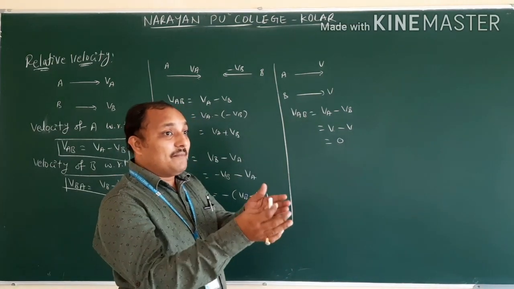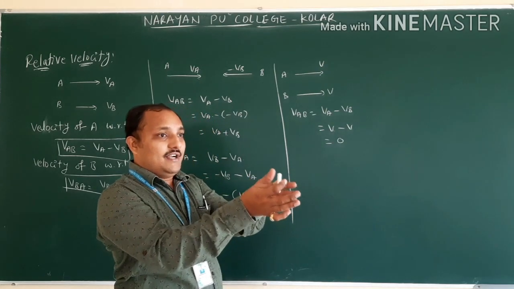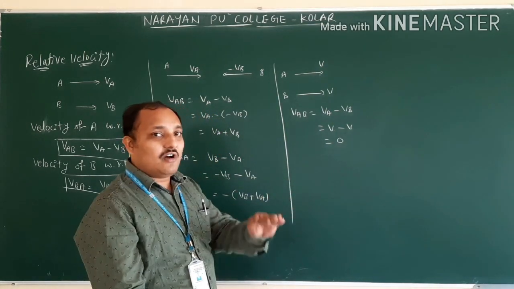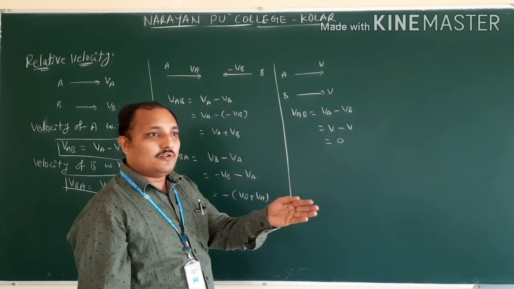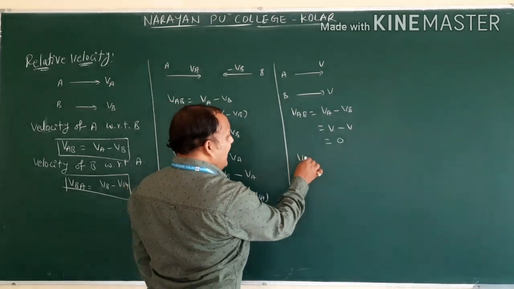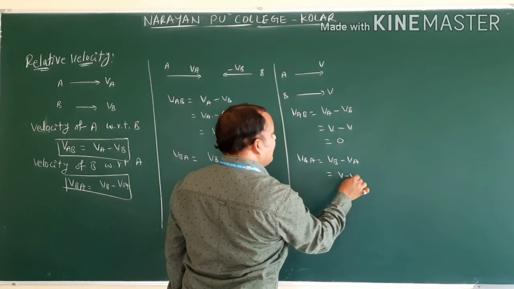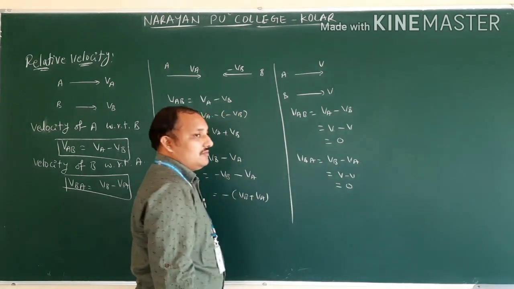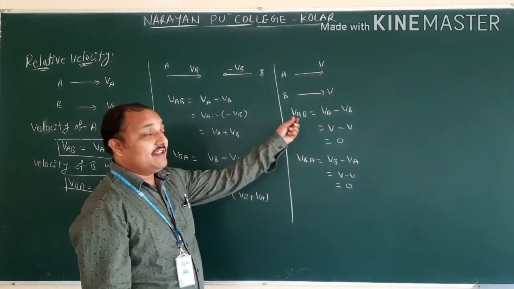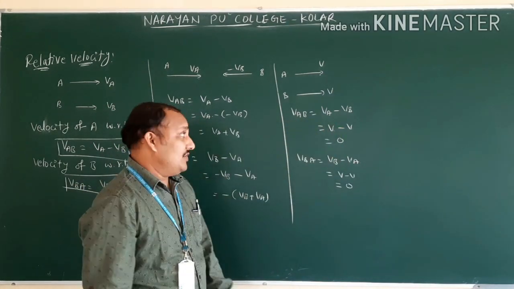It is like comparing marks: the person X got 20 marks and Y got 20 marks. Both got the same marks, so there is no more and no less; it becomes 0. Next VBA is VB minus VA, so V minus V is 0. If two objects are moving with the same velocity, the relative velocity of the first object with respect to the second is always 0.